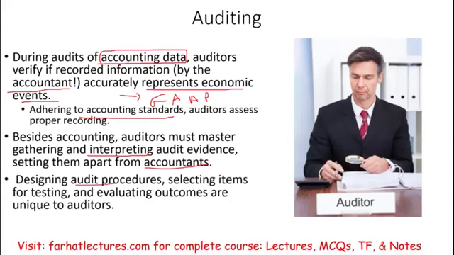Also designing audit procedures, how to conduct an audit, selecting items for testing, which items to test, because in audit, as you will see later, you cannot test everything. You have to make a decision about which areas to audit, which transactions, which data to audit, and which not to audit, which is called sampling. And also evaluating the outcome of this process. That's unique to auditing, totally different from accounting.